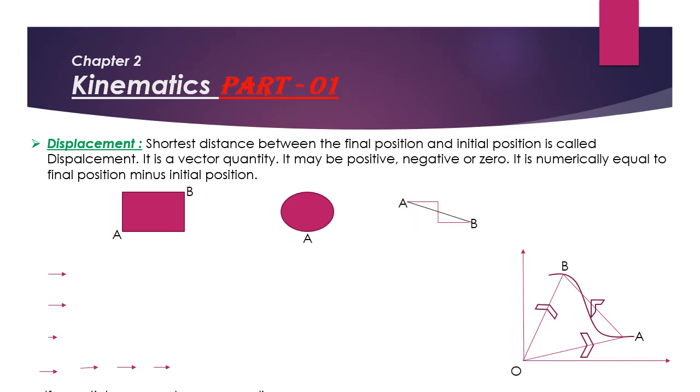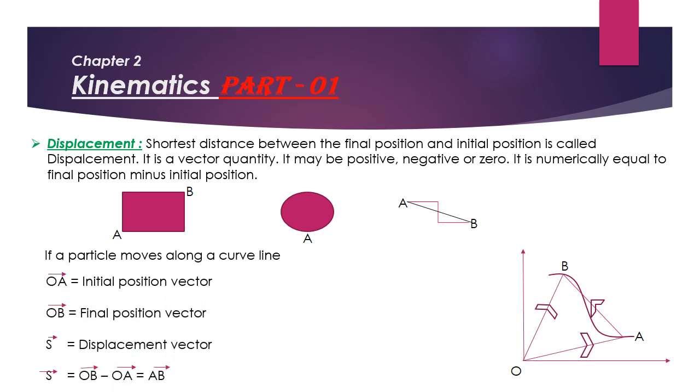Now we have another figure of a curve. Here OA is the initial position vector, OB is the final position vector, S is the displacement vector, and that is why S is equal to OB minus OA, that is equal to AB.